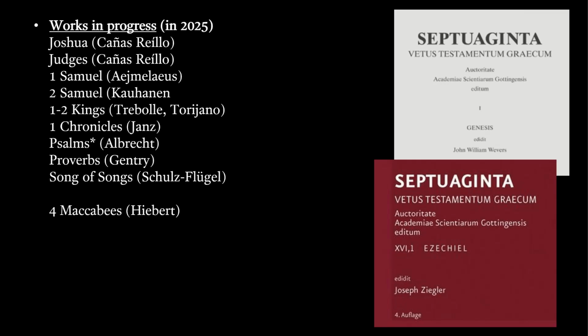Proverbs, Song of Songs, and then bringing up the rear for the apocryphal books, really this one's actually a pseudepigraphal book, is 4th Maccabees. So that's what is in store. So in the meantime, we don't have Gottingen editions of any of these books, and so there are other things you have to use for the critical text, and I'll cover those in future videos.